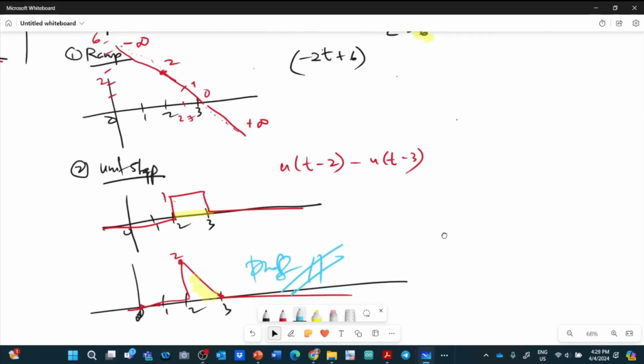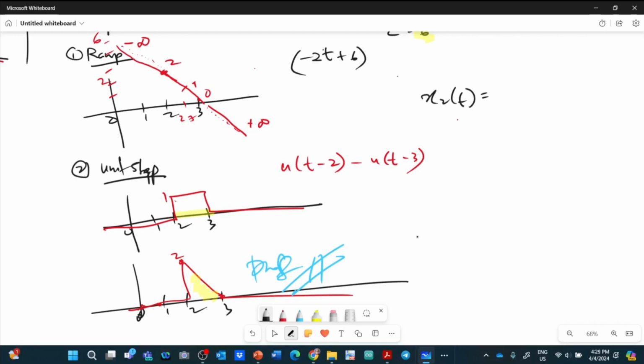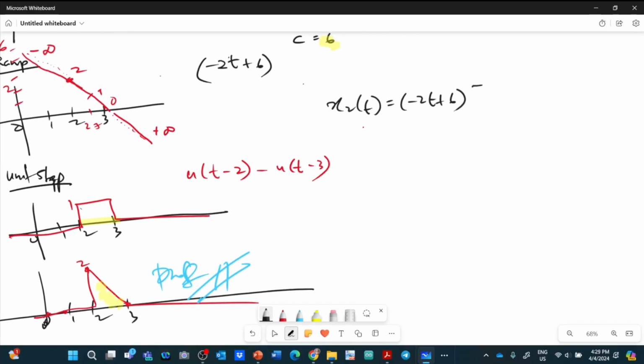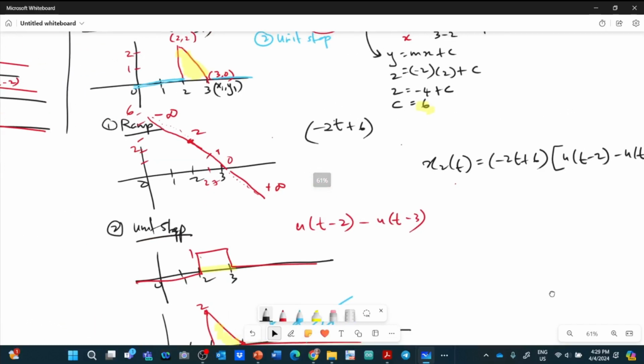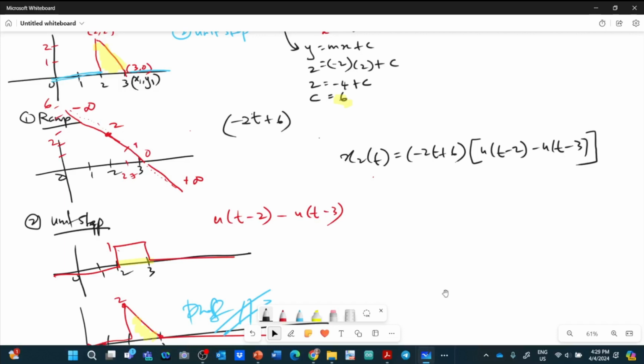Okay, so you can write x2(t) is equivalent to the ramp signal, minus t plus 6, multiplied by the step signal, u(t minus 2) minus u(t minus 3). Okay, belum habis lagi. Sebab kita baru dapatkan segmen, different segment. Segment 1, segment 2.